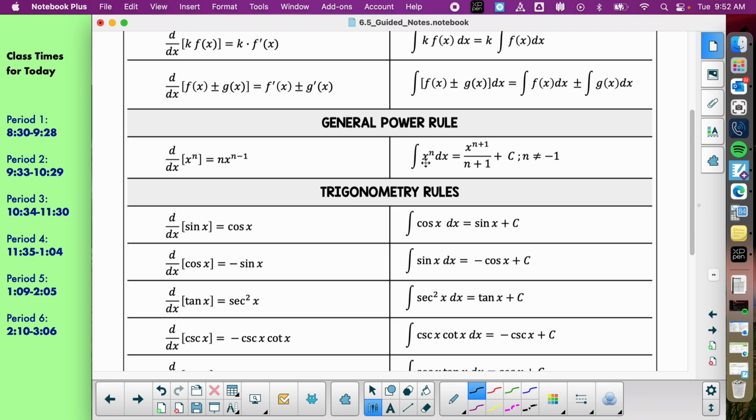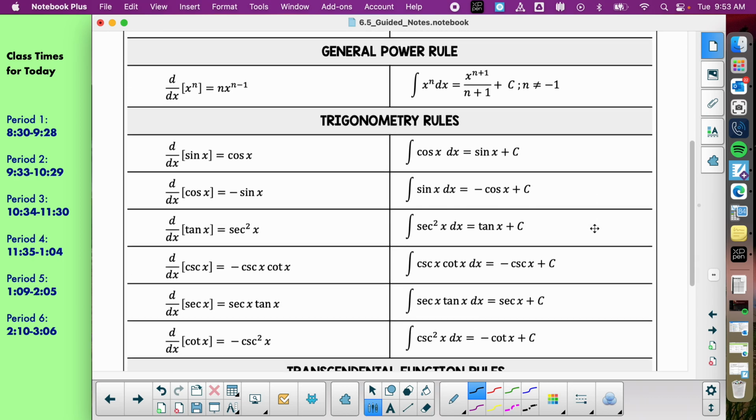So it is written here. It says the integral of x to the nth. So whatever that number is, you add 1 to the power, you divide by the new power. And it's going to be extremely easy once you have the process down. You just have to remember it's backwards.